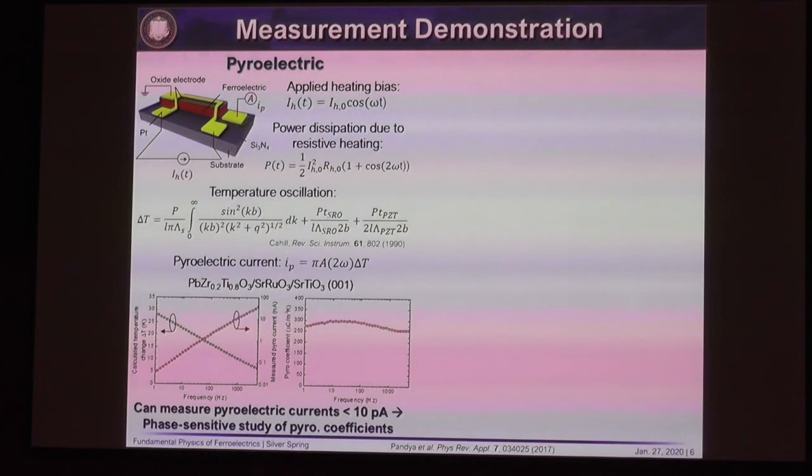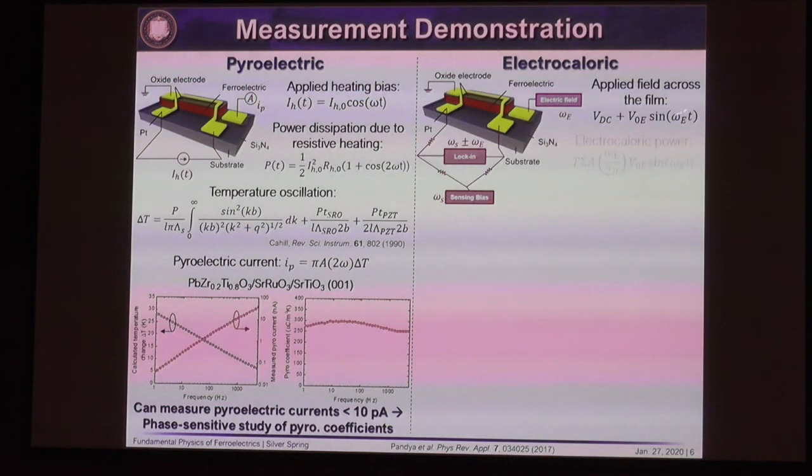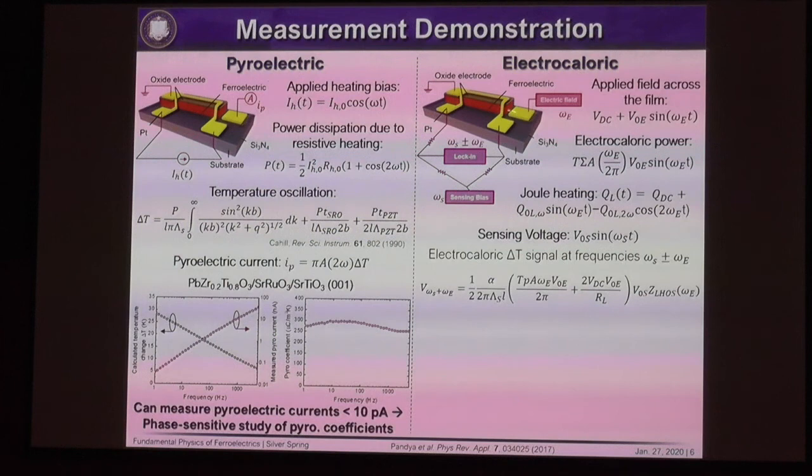You can use these same techniques, same approaches, to do these electrocaloric measurements in these systems. We do it a little bit differently now. We're applying an electric field across the thickness of our capacitor, and we're using this line here as a thermometer to sense the temperature change in the capacitor structure. We measure that with a Wheatstone bridge-like setup. So here we're applying this field, typically some sine variation in field, to the ferroelectric. We're measuring the electrocaloric power.